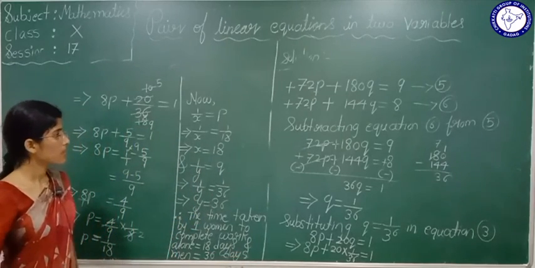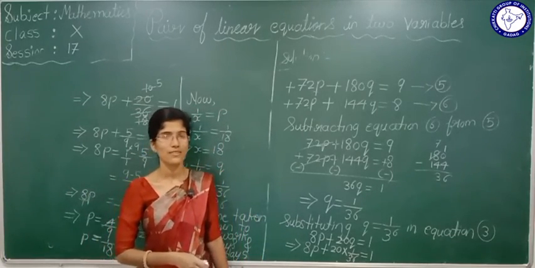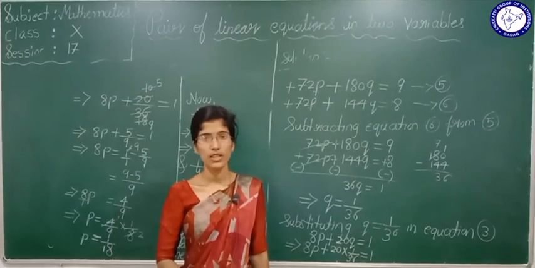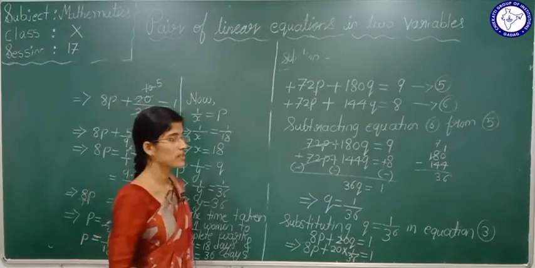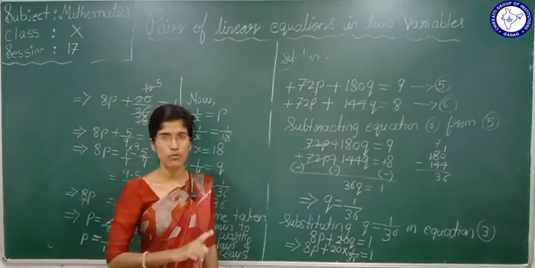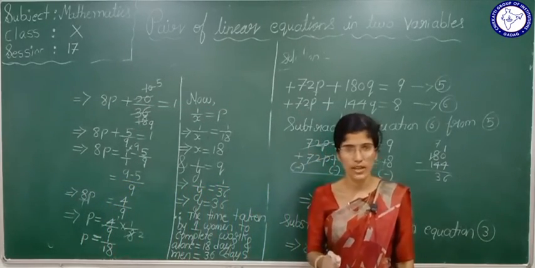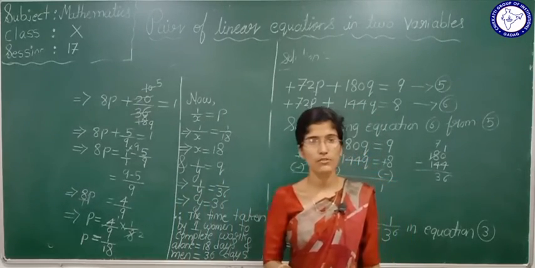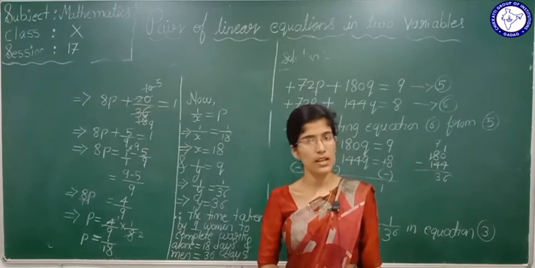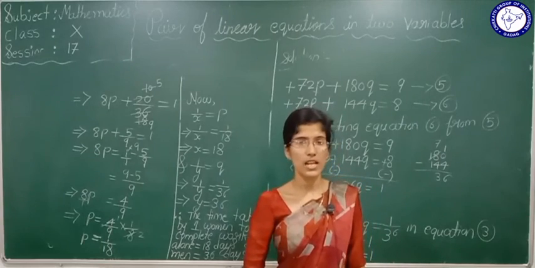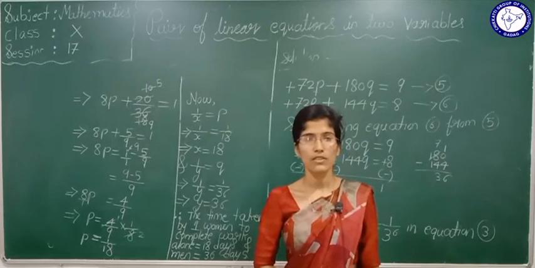See, this completes your second problem. The third problem you try. This completes your exercise 3.6, and this completes the chapter pair of linear equations in two variables. In this chapter we saw the solution of a pair of linear equations by the graphical method and the algebraic method. In the next class we are going to see the fourth chapter, called circles. Thank you. See you in the next class.